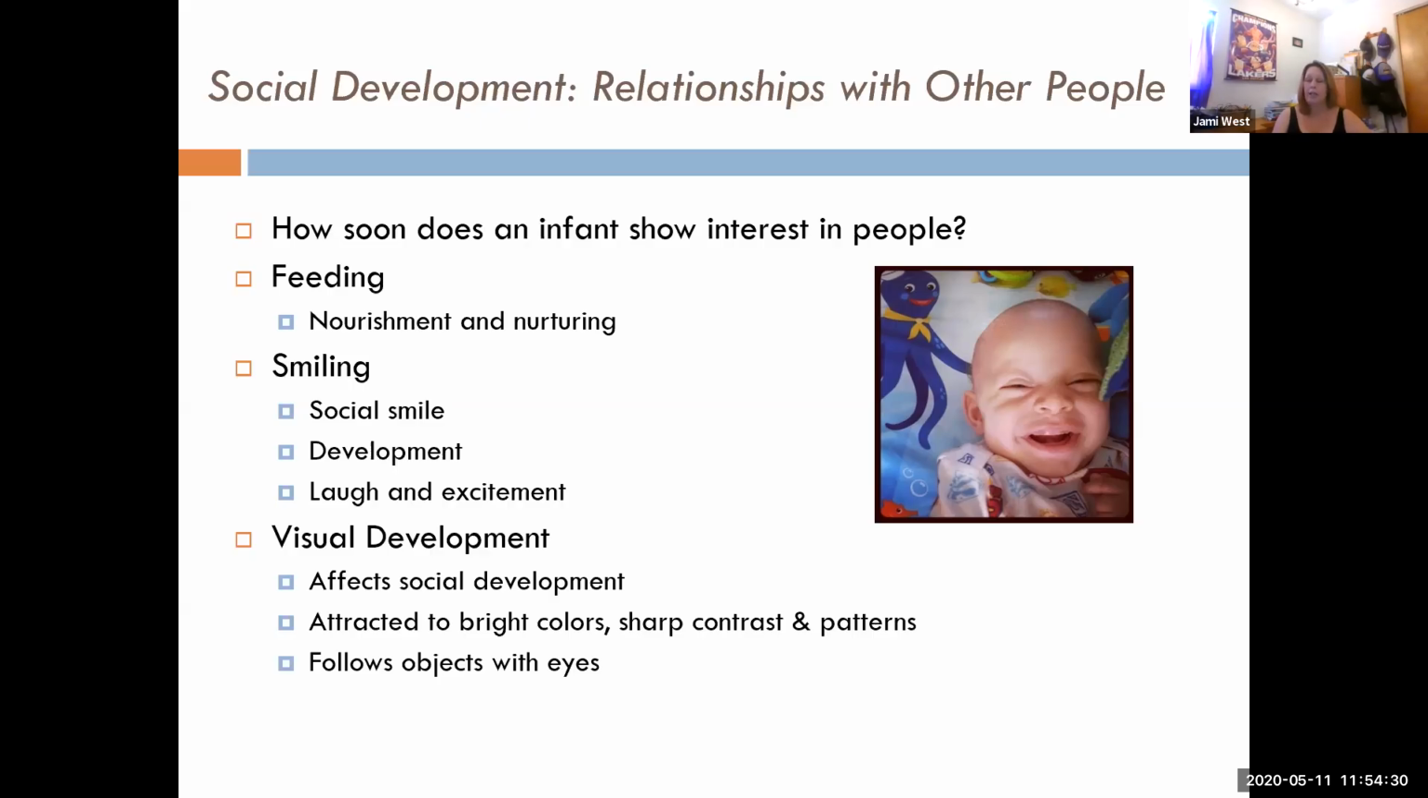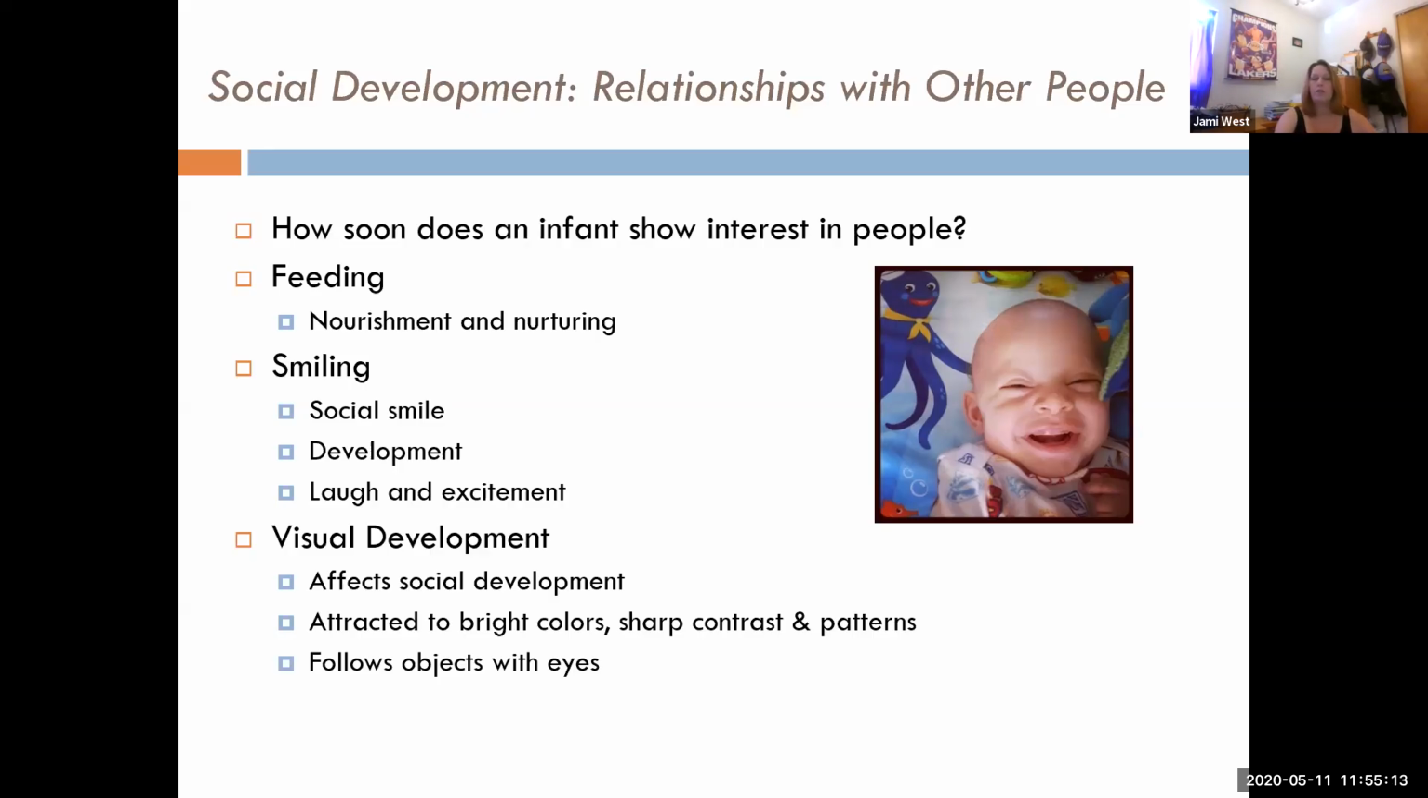Very early on in their infancy, they will start to turn towards voices. They are attracted to bright colors and sharp contrasts and patterns. So the black and white quilts that have sharp contrast in patterns. They're very interested in things that move. At 6 weeks old, they will start to follow objects with their eyes. It doesn't take very long for their visual development to become pretty sharp.